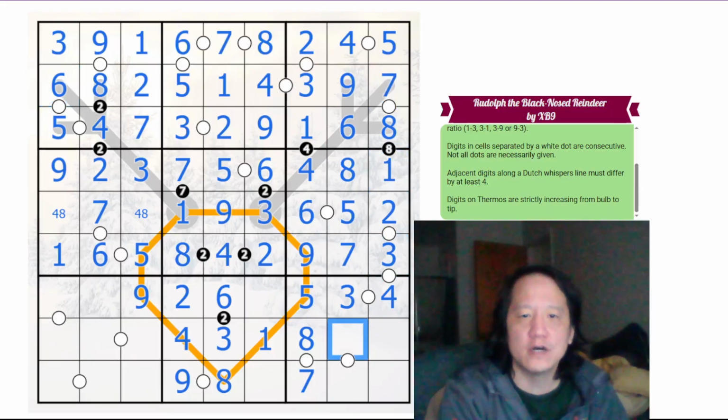Remaining digits in column 9: we have 6 and 9. 9 can't be here because of the 9 in the row. So this is 6, that's 9. And we have 1 and 2 remaining in column 8. 1 can't be here because of the 1 in the row, so that's 2 and 1.